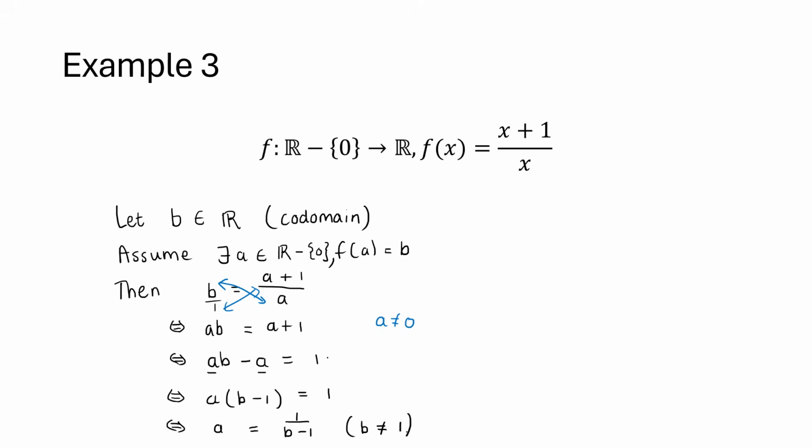What is the problem? We said here, right in the start with our assumption, we assume that B is any element of R, including 1. But now we've concluded that B is not even allowed to be 1. So we have a bit of a contradiction here. For B is equal to 1, we actually run into a problem. So this is going to be our counterexample that we will use to show that this function is not onto.